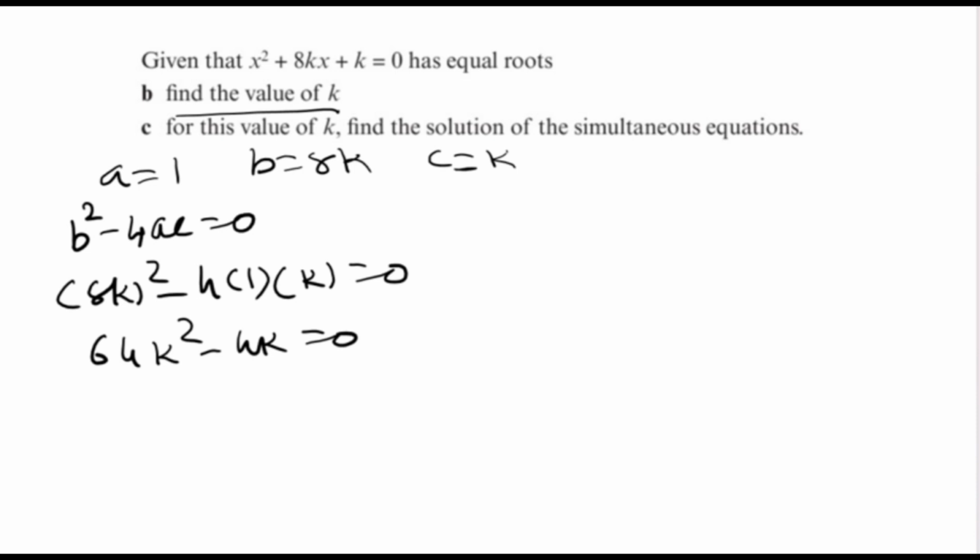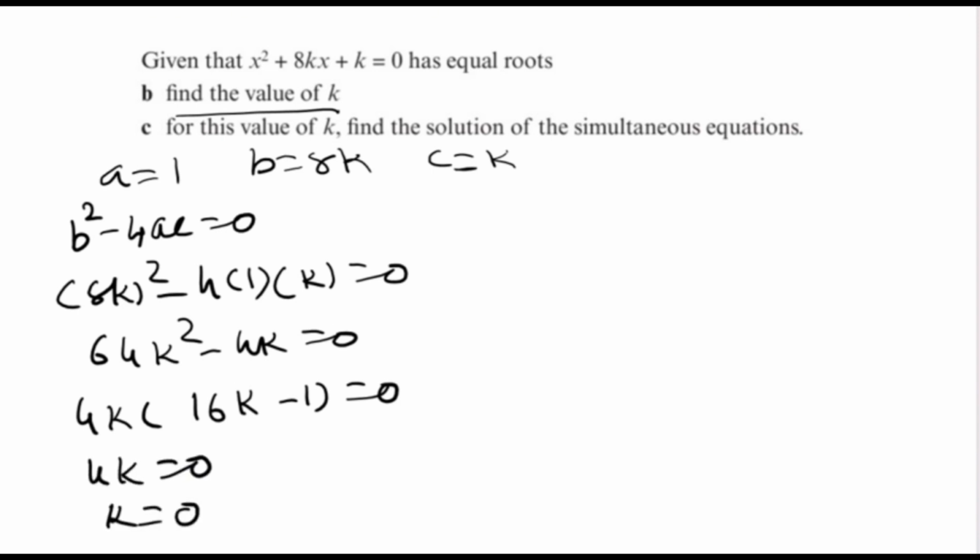Now because it's a quadratic equation, we are expecting two solutions. So I will take 4k common. That will give me 4k times 16k minus 1 equal to 0. So 4k equal to 0, so k is equal to 0. Or 16k minus 1 equal to 0, so k is equal to 1 over 16.